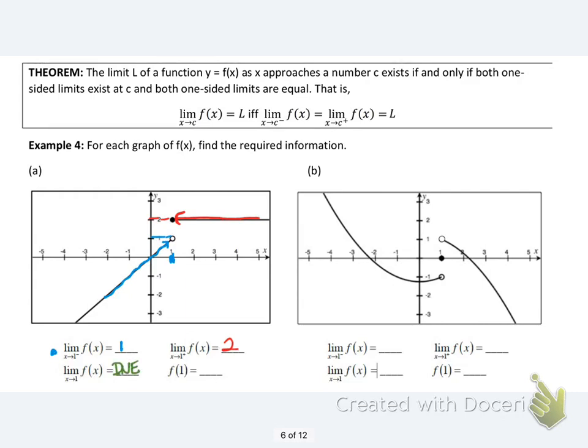Now notice, I was never concerned with what the actual value was at that particular point. It didn't matter. It wasn't asking me for what f of 1 is. It was asking me for the limit as x approached 1 from the left, the right, and then the overall limit.